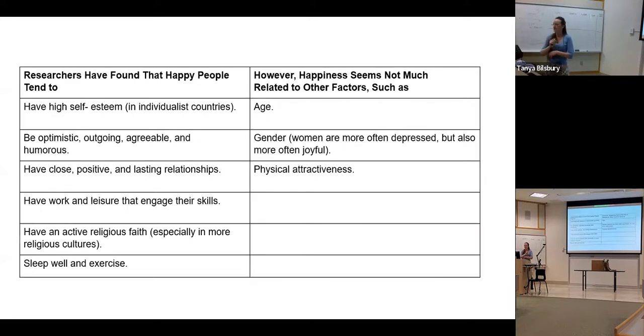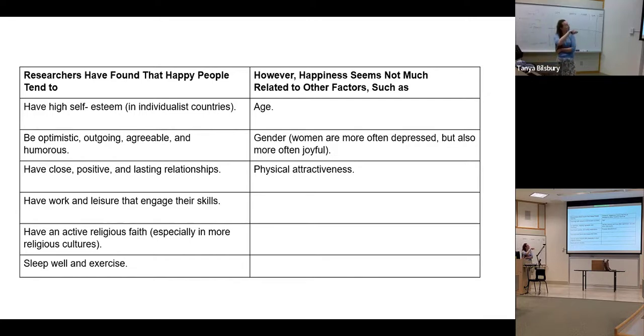So what does research on happiness tell us? Well, it's not that related to some things, and it is related to other things. In individualistic countries, it's related to self-esteem. But that doesn't pan out cross-culturally, say to collectivistic countries. Happy people tend to be optimistic, outgoing, agreeable, humorous. I think this one's probably the most important one, right? Having close, positive, lasting relationships. Your biggest predictor. They have work and leisure that engages their skills, right? They like what they're doing.